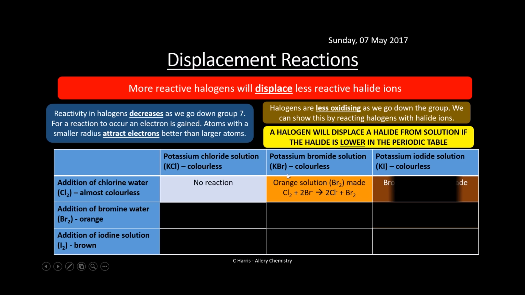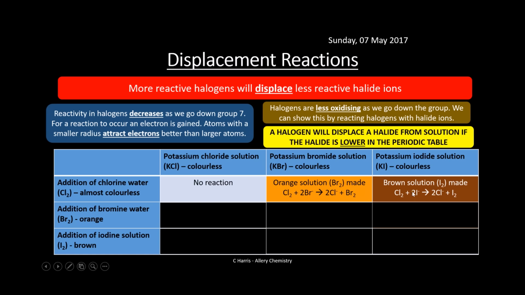Okay, looking at the next one, again, chlorine is more reactive than iodine, or than iodide, should we say. So we do get a displacement reaction. Now we get a brown solution. Iodine, when it's in solution, goes like a browny colour. So this brown solution is made of iodine.